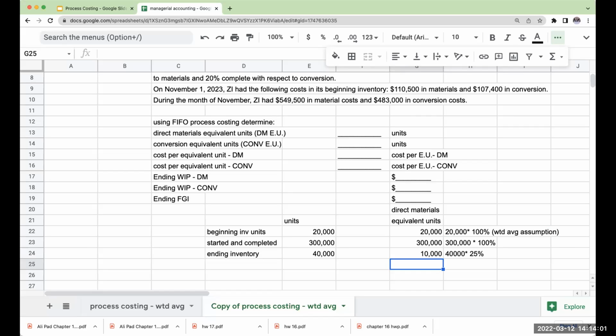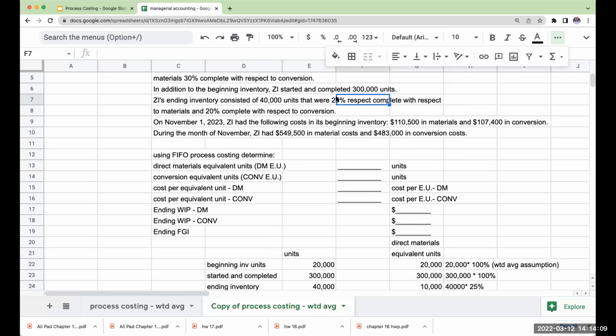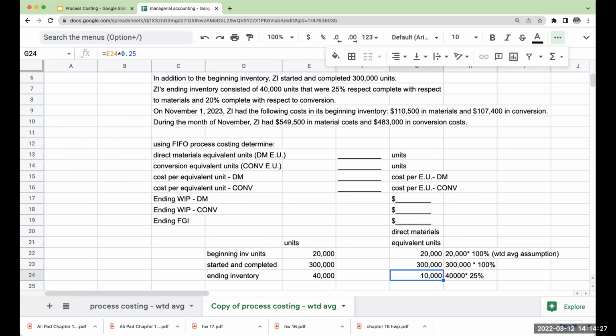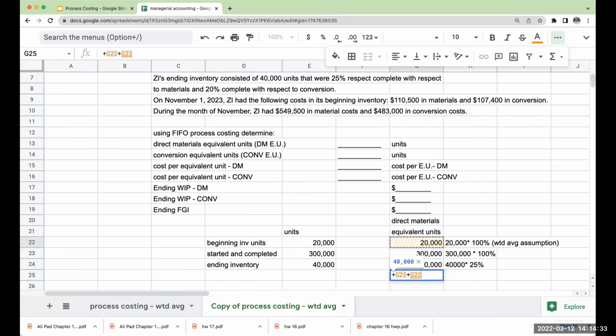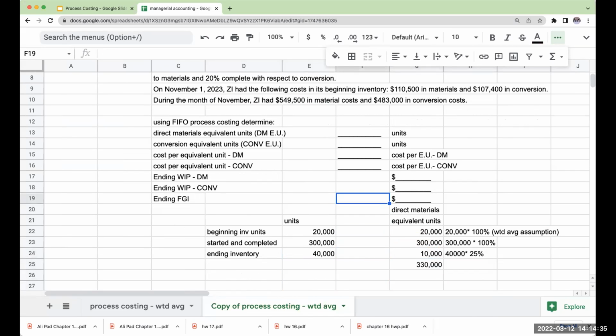So again, when I'm looking at direct materials equivalent units, the ending inventory was only 25% complete. Therefore, in order to make this number comparable to the 300,000 above, I have to multiply it by 25%. Because 40,000 units at 25% is the same as 10,000 units at 100%. So my total direct materials equivalent units are going to be 330,000. That's my first part.